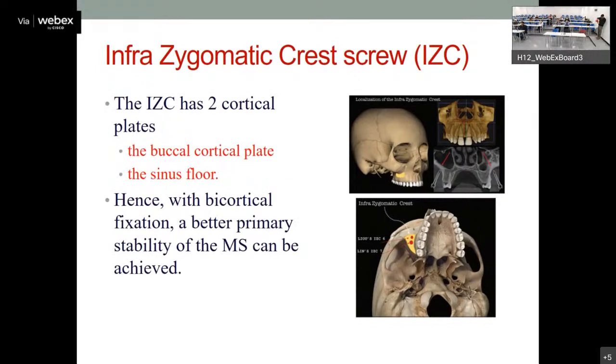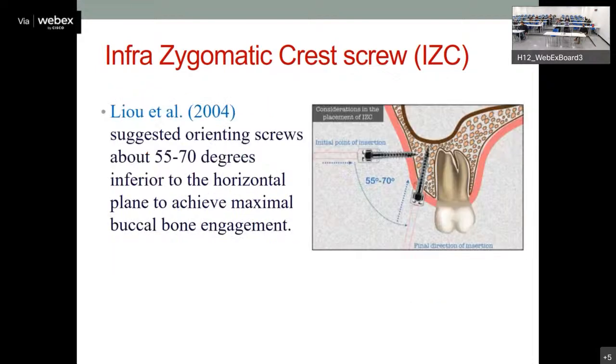It has denser bone and has two cortical plates. So the primary stability is high here. But in this situation, you need to use microscrews made mainly of stainless steel, pure stainless steel. And it's longer than the microscrew for the alveolar process. It comes either 12 or 14 millimeter in length. Diameter should be higher. It is minimal 2 millimeter. And of course with angulation. So when you insert your microscrew, you need to redirect it about 55 to 70 degrees inferior to the horizontal plane to achieve maximal buccal bone engagement.